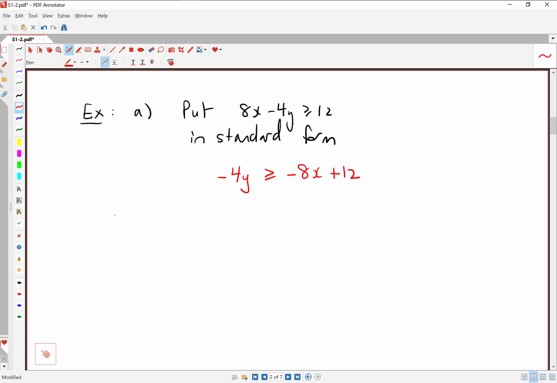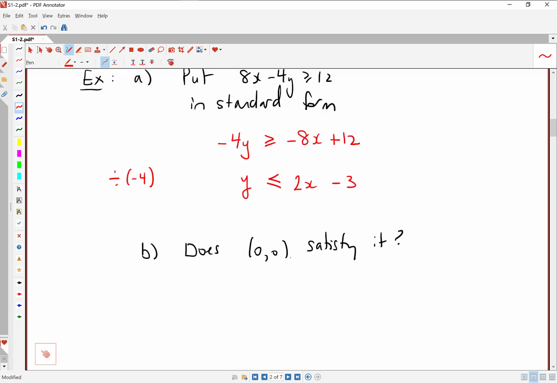And the next thing we want to do is divide by negative 4. So remember, when you multiply or divide by a negative number, the inequality is going to reverse. So I'm going to write down the reversed inequality here, and we're just going to go through and divide each and every term by negative 4. So we're going to have y, we're going to have positive 2x, and when we divide 12 by negative 4, you get negative 3. So y is less than or equal to 2x minus 3.